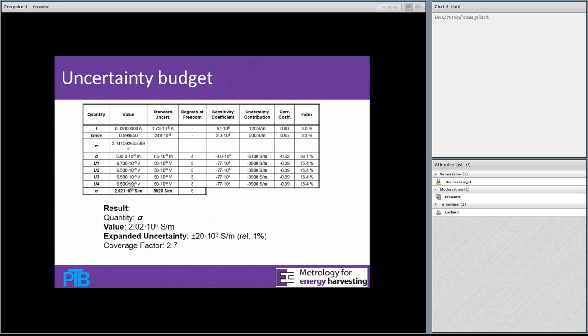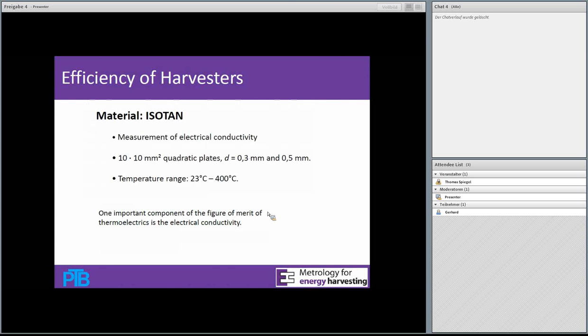And we did this now in the project for an Isotan sample with 10 millimeter size, 10 by 10 millimeter square, and passing a current of 30 milliamps through it. This produced a voltage of around 6.5 microvolts. And we came to a sigma value of 2.02 megasiemens per meter and a relative uncertainty of the order of 1%. And you can see here from the budget, the main contribution is from the thickness measurement, and also the small voltage gives a significant influence in the total uncertainty for the conductivity.